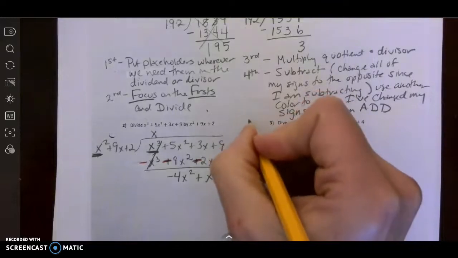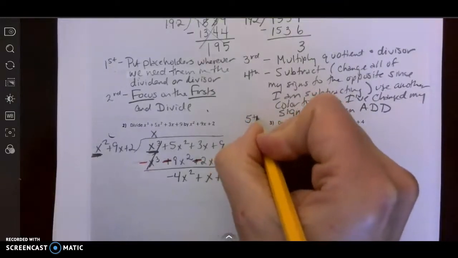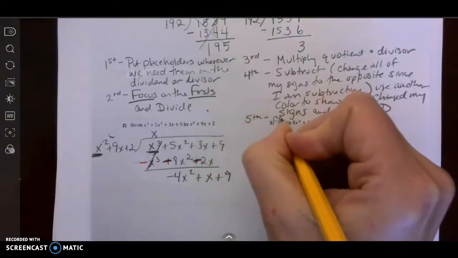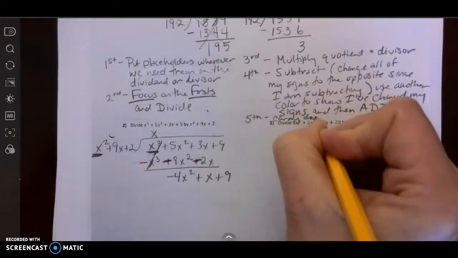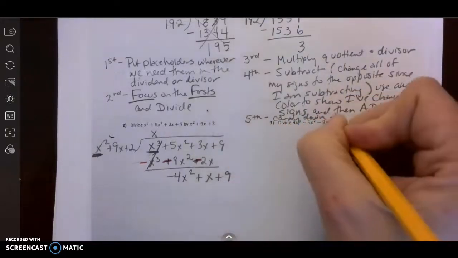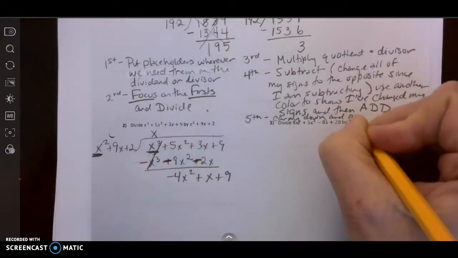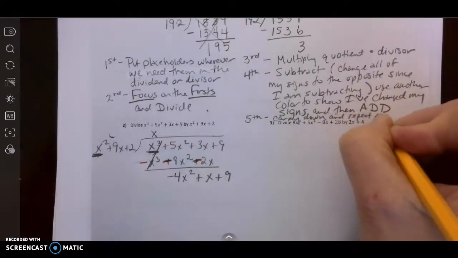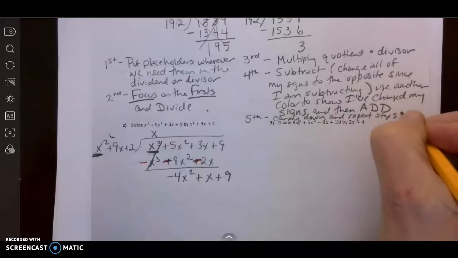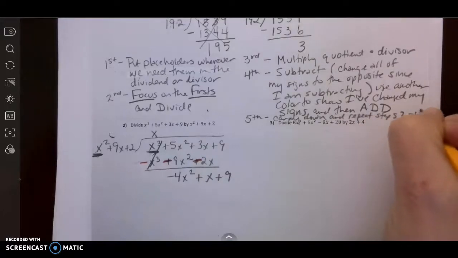So my fifth step is to carry down, which is what I did when I carried down at 9, and repeat steps 2 through 4.